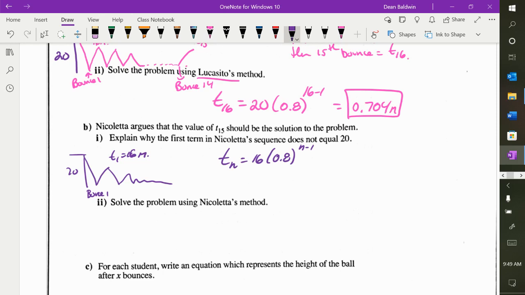And then if you do that for T15, T14, you should get the same answer, 0.704 meters. If you don't, then we've done something wrong, but you do. Okay, so you have choices in these questions of how you want to solve them.